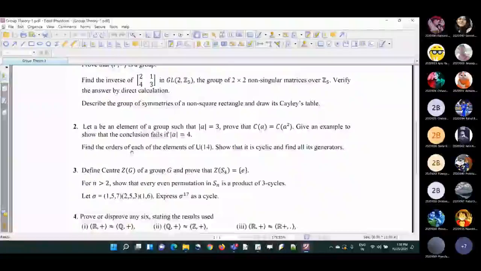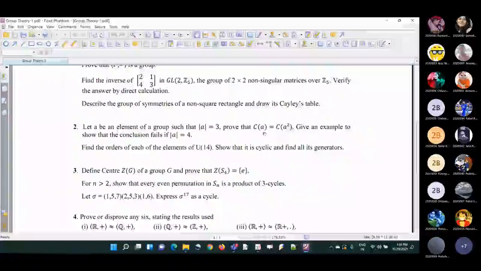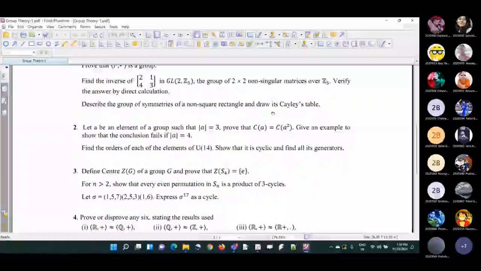Okay, and then in question number 2, they have given an element in a group with order 3. So let A be an element in a group such that order of A is 3. Then we need to prove that C(A) equals C(A square). In standard notation, what we mean by this C(A), you know already. Sir, centralizer. Yeah, centralizer of A and centralizer of A square.